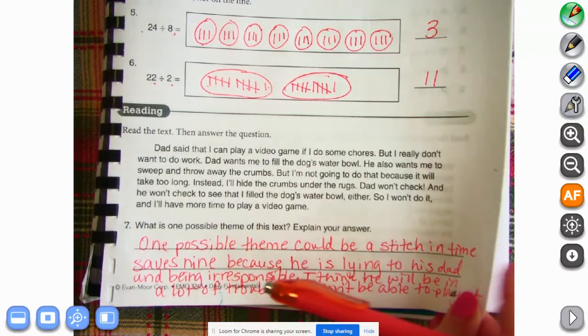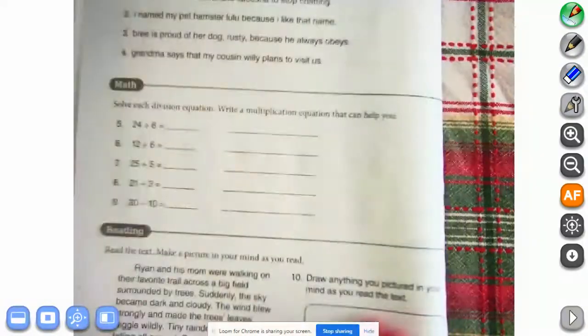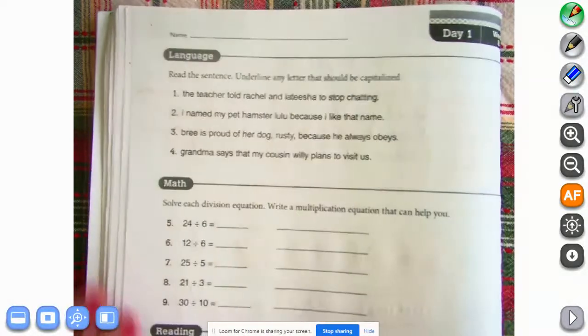All right. I'm sure that everybody has something different on theirs. And remember, when we get back to school, we'll be able to look through our books and share things. So I want to make sure that you have your work done.